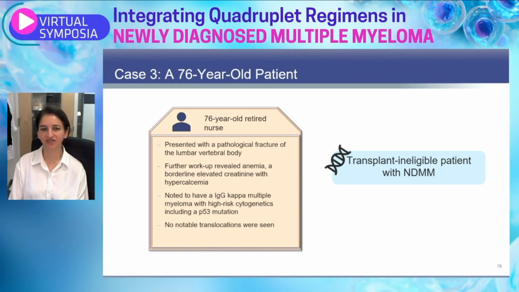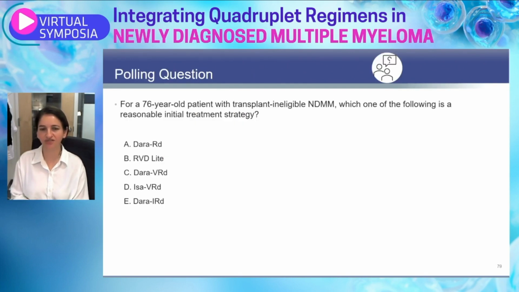So that brings us to this case. This is a 76-year-old retired nurse. She presented with a pathological fracture of the lumbar vertebral body. Further workup revealed anemia, borderline elevated creatinine with some hypercalcemia. She was noted to have an IgG kappa multiple myeloma. She did have high-risk cytogenetics, which included a P53 mutation. There were no other notable translocations. So this was a transplant ineligible patient with newly diagnosed myeloma, also had high-risk features.